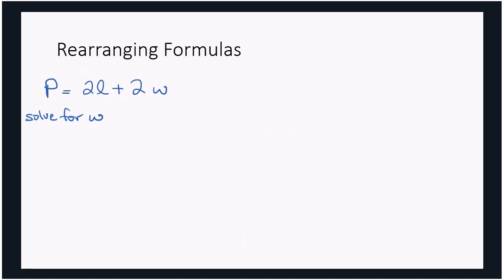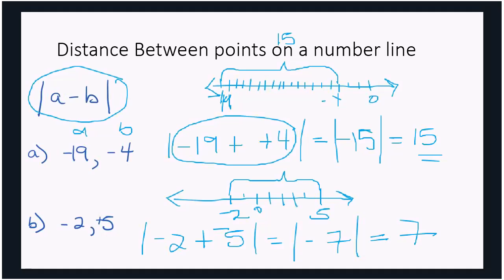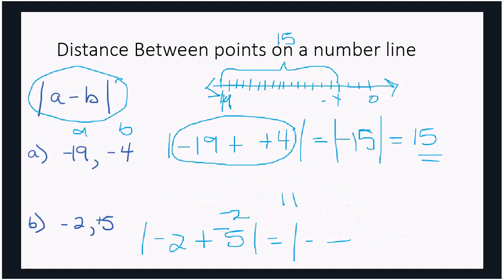And Shane, you have a question. I can't remember why negative 19 and negative 4 is negative 19 plus 4 is equal to negative 15. That's a good question. Let me just give myself a little bit more room here. I'm going to take that out.